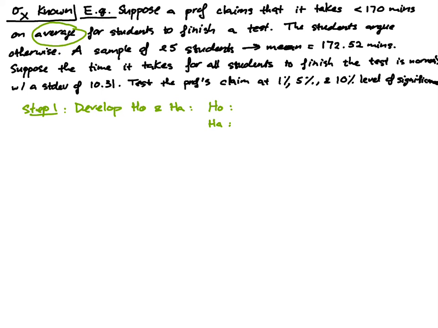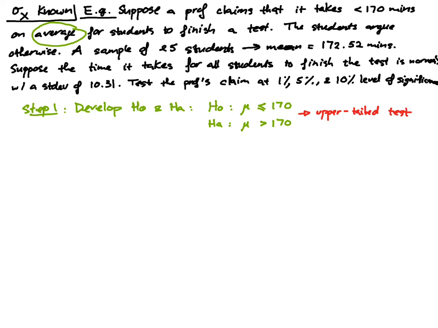So the instructor's original claim was that mu is less than 170, and so the statement that goes into the alternative hypothesis is that mu is greater than 170. We know that the equal sign always goes into the null, so we put the equal sign right there, and that'll be it. Now you should note that this is an upper-tailed test.